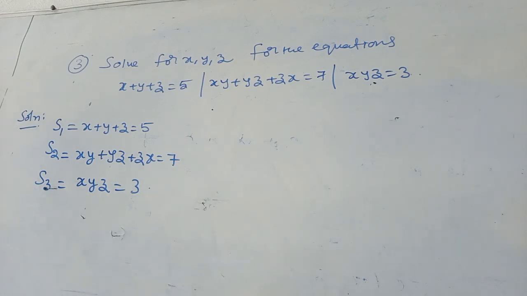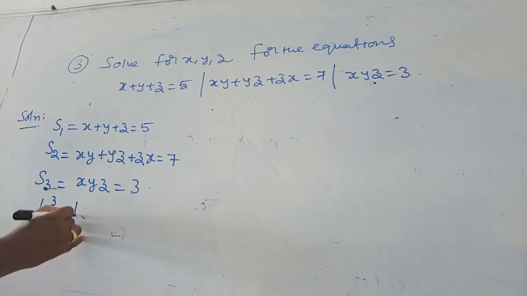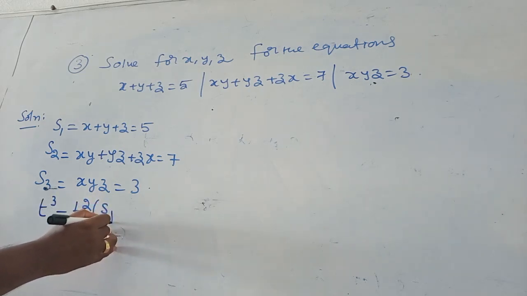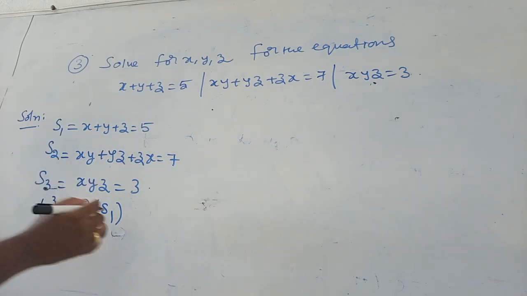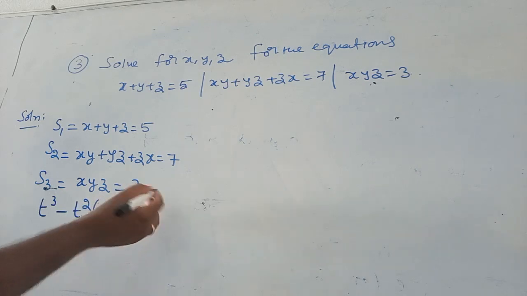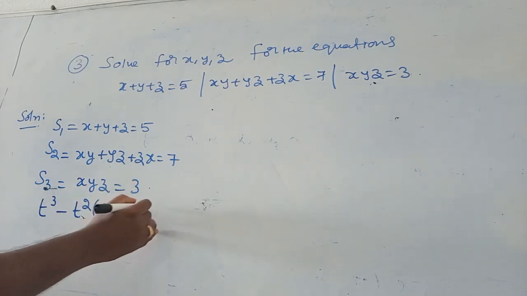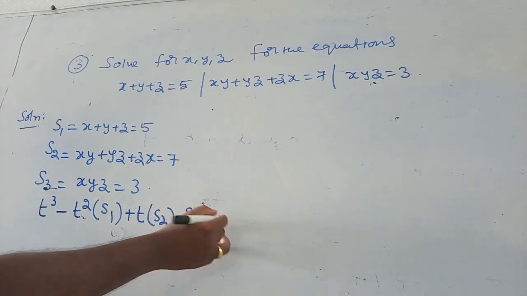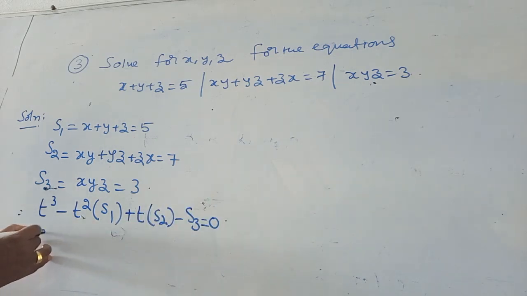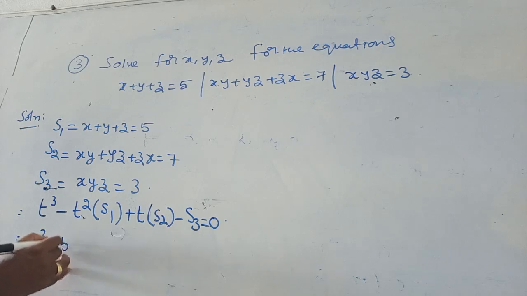Now you know, my dear students, whenever S1, S2, S3 are given, the equation with a different variable t is t cube minus t square into S1 plus t into S2 minus S3 is equal to 0. We already discussed this in the beginning of the class. Therefore, this is now t cube minus S1, that is minus 5t square.